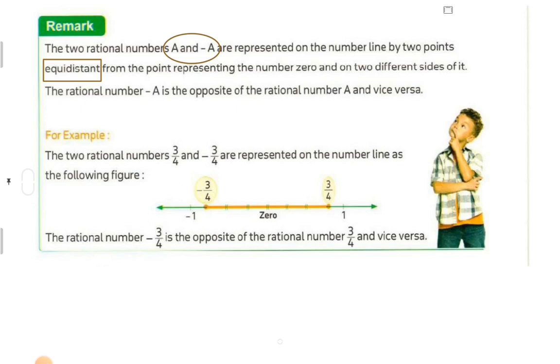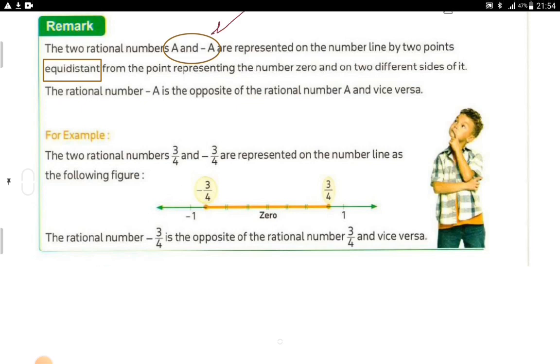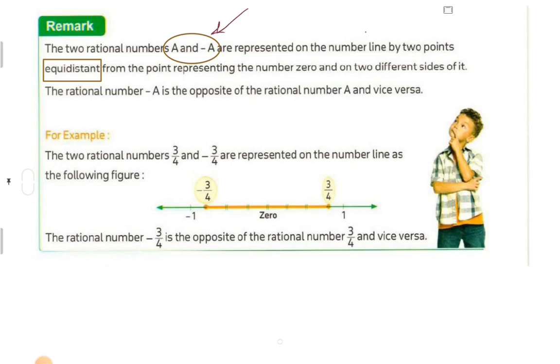Remark. For a rational number A and negative A, we know that they are opposites of each other, or additive inverses of each other, like 5 and -5. I need to represent two numbers like that, like 3 over 4 and -3 over 4. We learned before to represent 3 over 4.